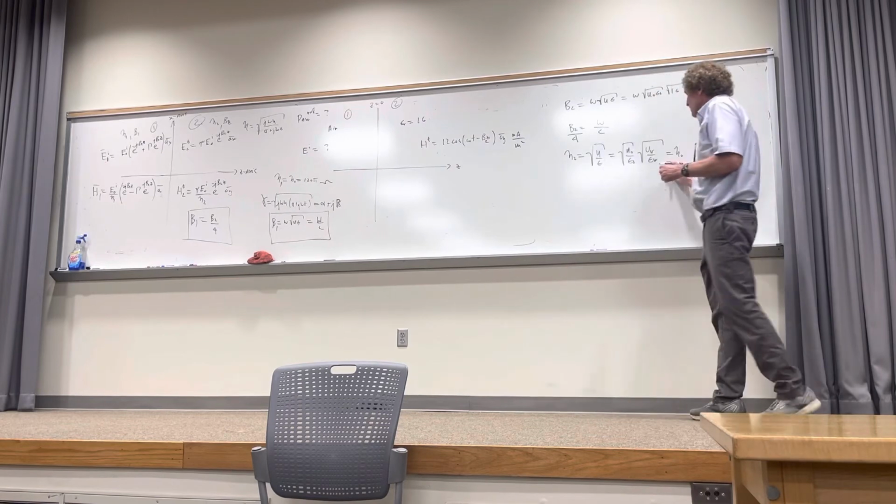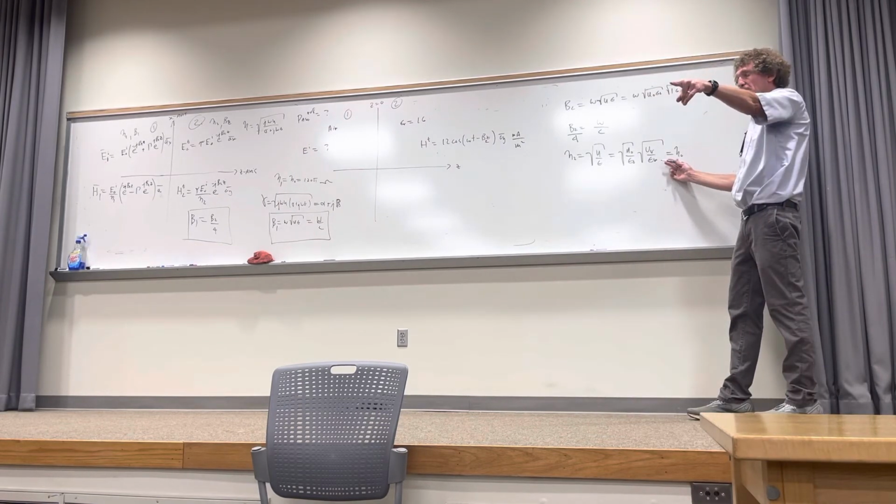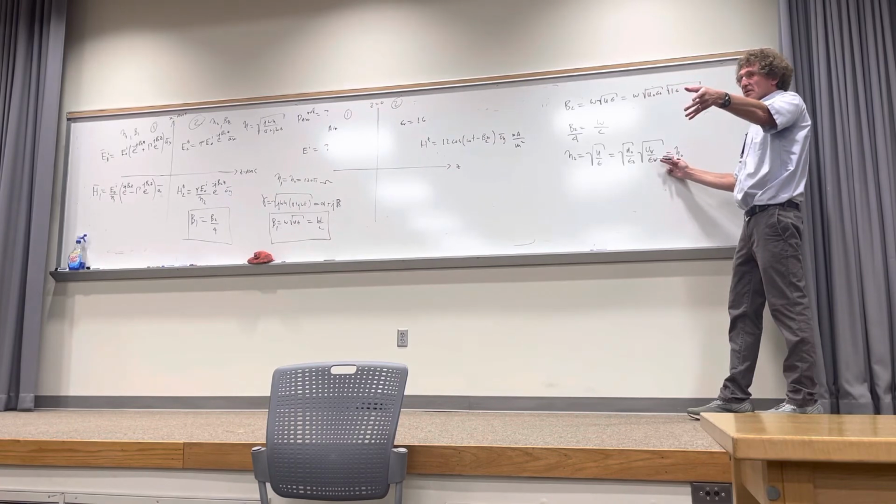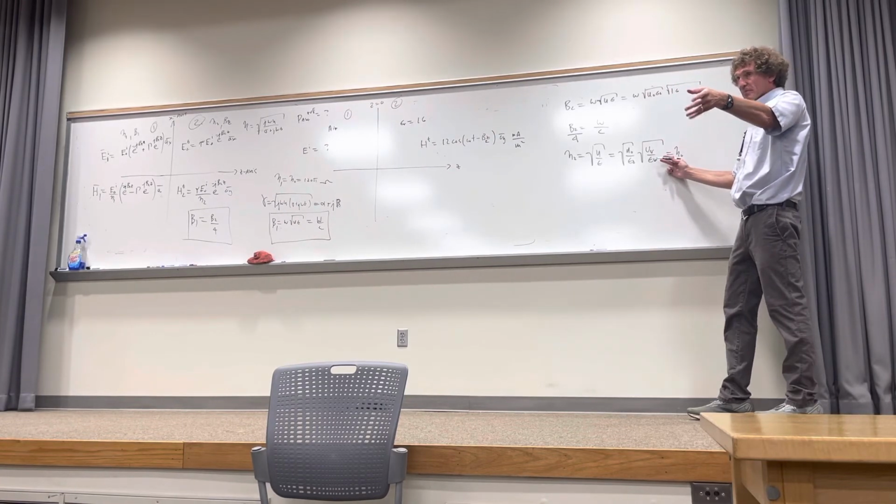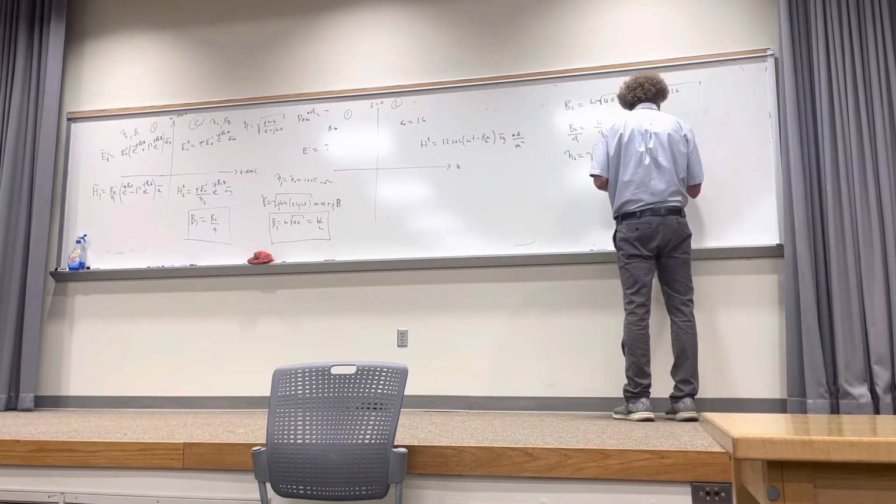Times the square root of mu relative over epsilon relative, which is, well, mu relative is 1, epsilon relative is 16, right? That's 1 over 4, isn't it? So this is eta naught over 4.